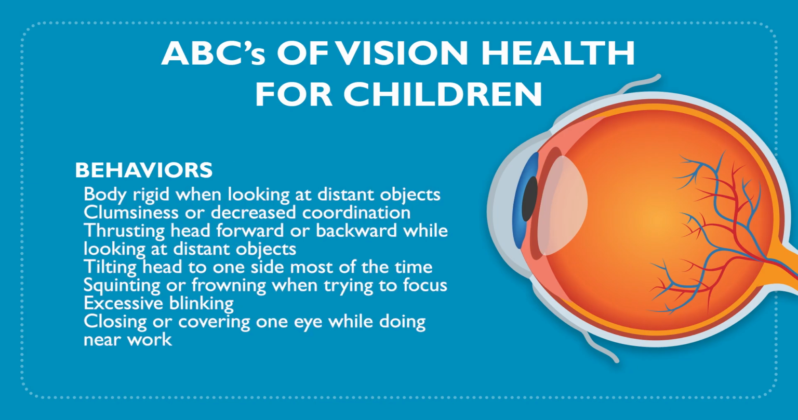B stands for behaviors. Is their body rigid when looking at distant objects? Are they clumsy, or do they have decreased coordination? Are they thrusting their head forward or backward while looking at distant objects? Are they tilting their head to one side? Are they squinting or frowning when trying to focus, or excessively blinking?